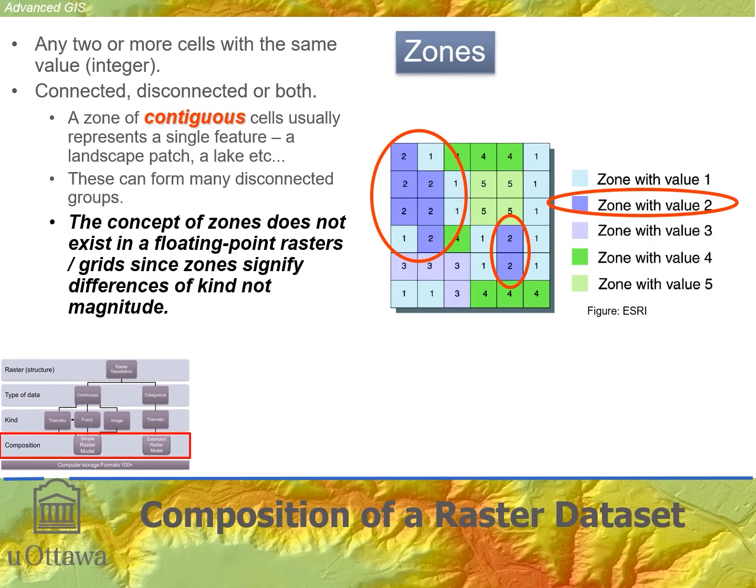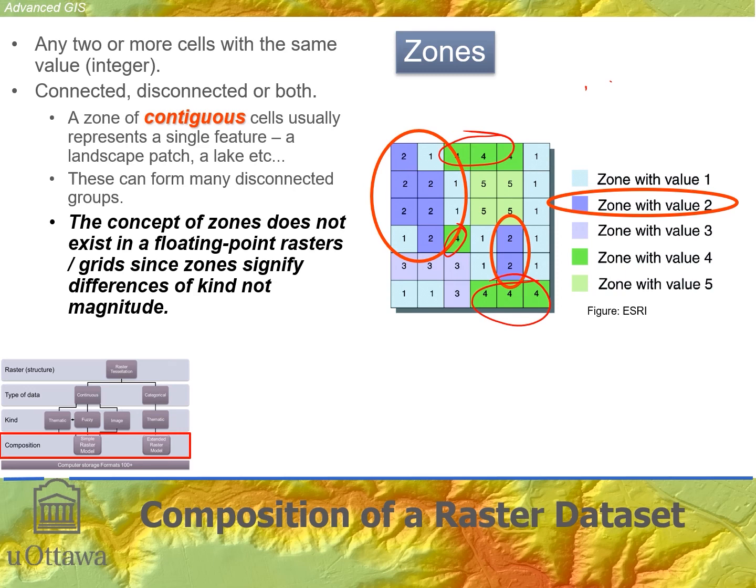So zones are any cell, in fact, that has a value in a categorical layer. And generally, two or more cells with the same value comprise a zone. But it could be possible to have a zone that's just a single cell. And generally, though, a zone of contiguous cells represents usually a single feature. Here, for example, in this illustration, we have zone 2. That means all those cells have a value 2, and there are two disjunct regions to that zone. And 4, for example, there's also a zone 4. And it has 3 disjunct regions comprising it.